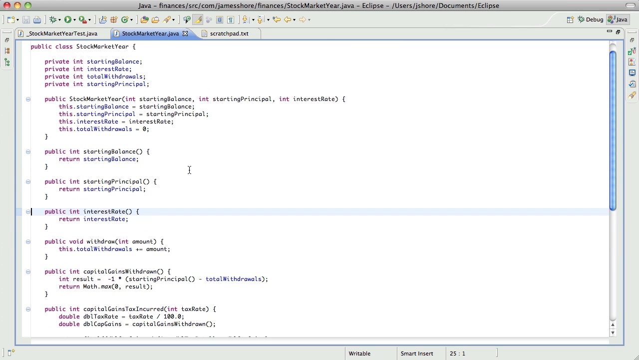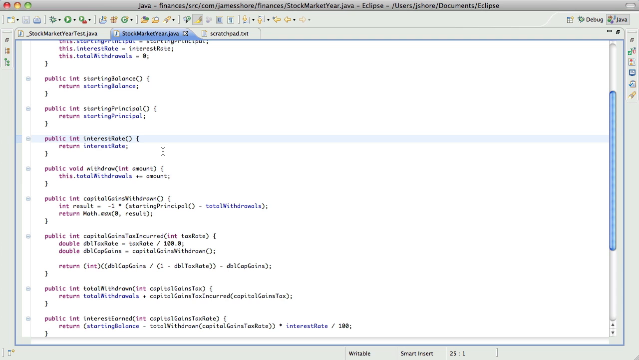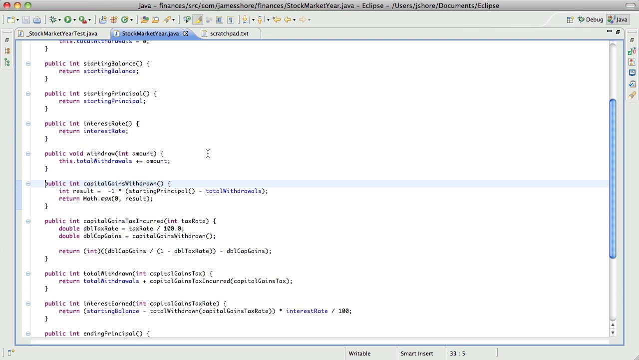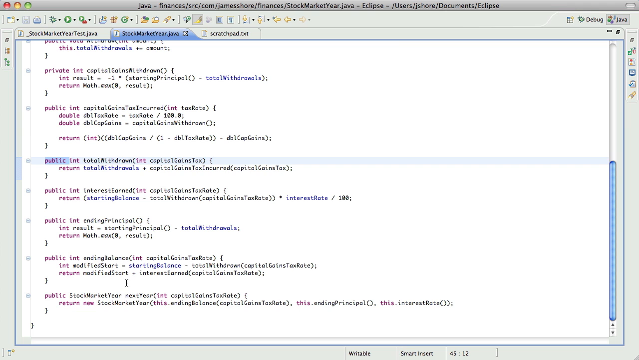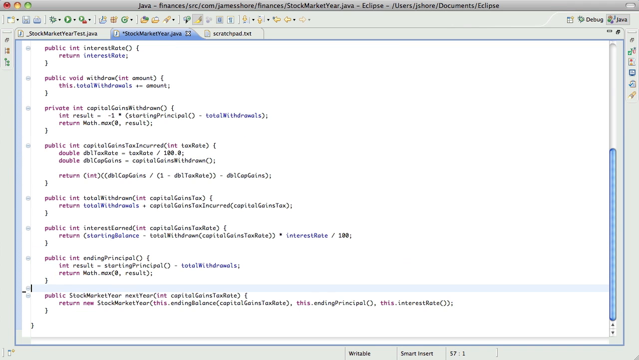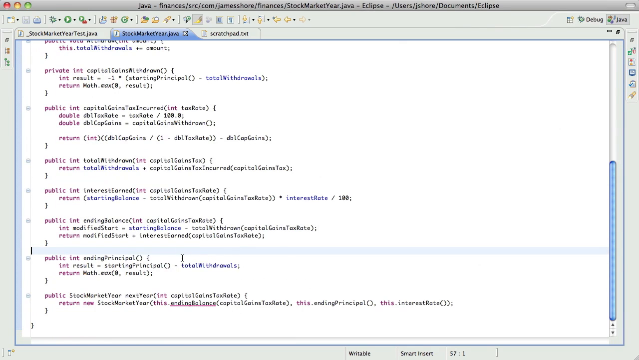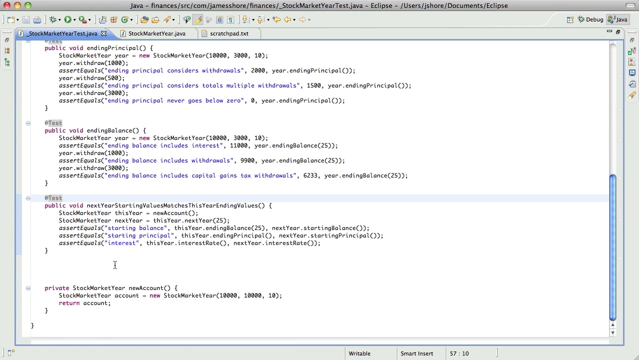Cool beans. So let's see, I'm going to look through here and see what we can get rid of. Capital gains withdrawn, do we need that? Not so far. Capital gains tax incurred, I believe we use that. Yes, we do. Everything's working, right? Yeah, everything is working. Total withdrawn, do we use that? Yep. Interest earned, I know we use that. Ending principal, I know we use that. Ending balance. Yeah, okay. That feels pretty darn good. I think we've got some nice clean code here.